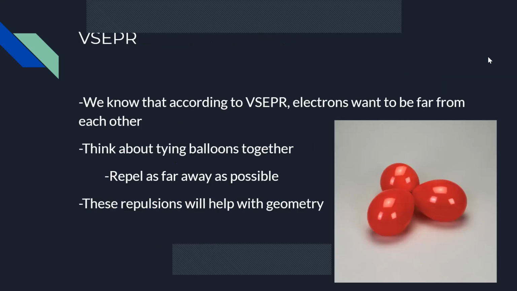We've talked about VSEPR, so electrons want to be as far away from each other as possible. So think about when you tie 3 balloons together, for example, they'll be about 120 degrees from each other, right? They'll repel as far away as possible. So thinking about these repulsions will help us with the geometry, which we'll get into today.